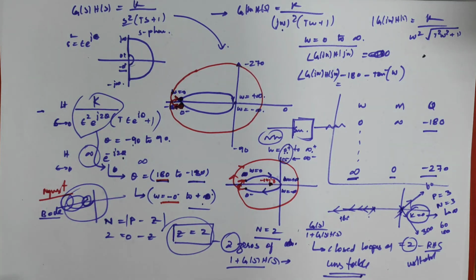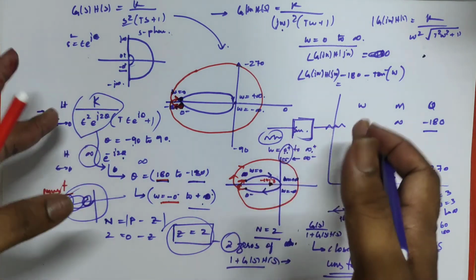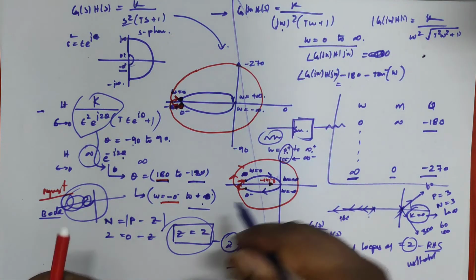In the next class, we'll discuss a topic called relative stability, and we'll finish this Nyquist plot.